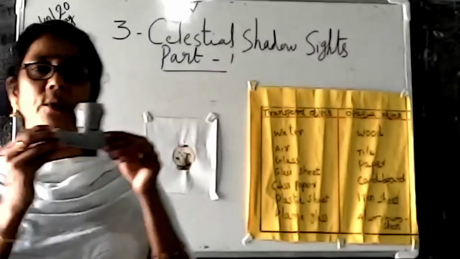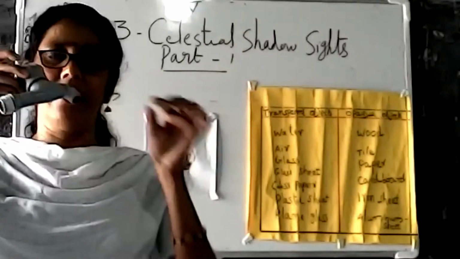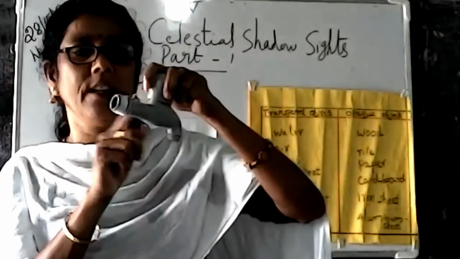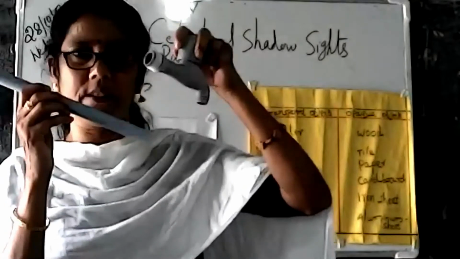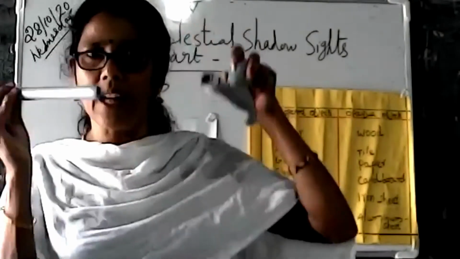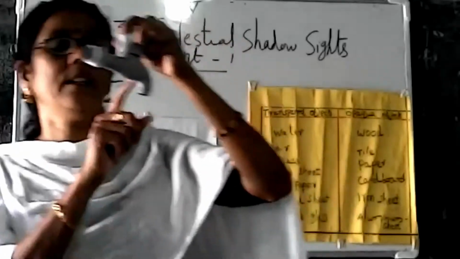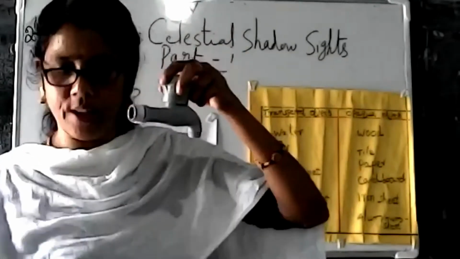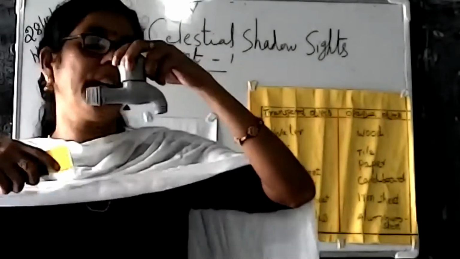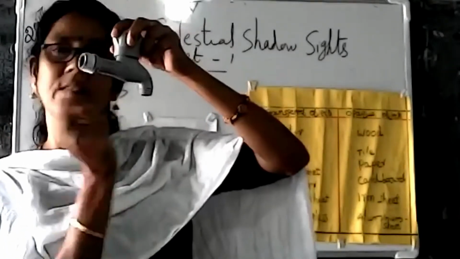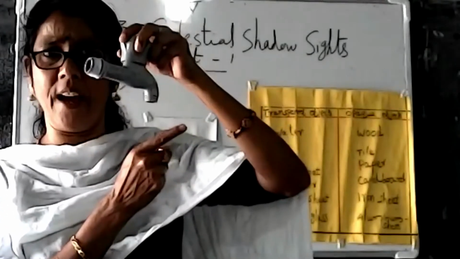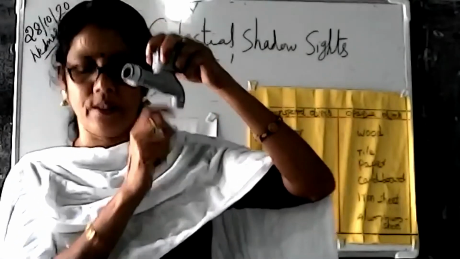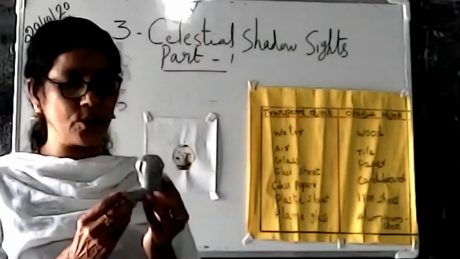Now look at another one. What is the peculiarity of this pipe? This is not straight. Here we can see a curve. So when we shine the torch, the light can't pass straight. What is the reason? The pipe has a curve. Understood now? Yes, I think you have understood this activity.